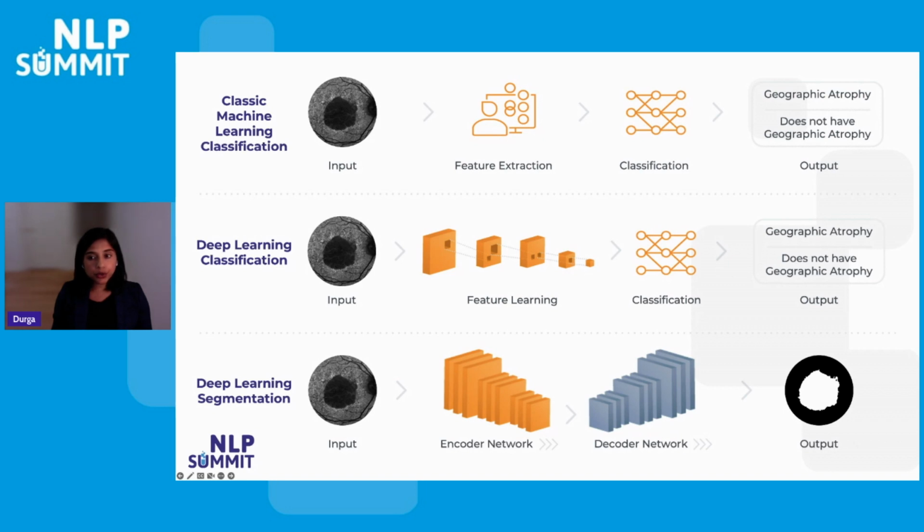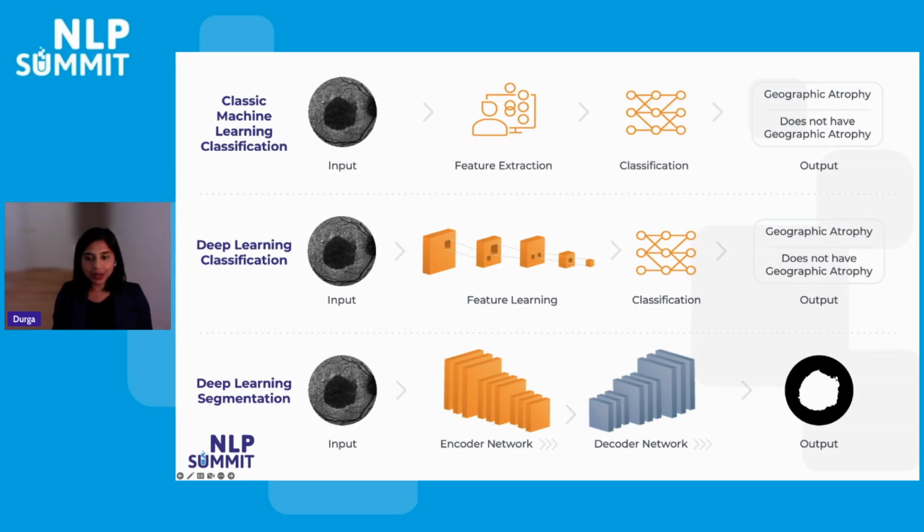On the first row, you have an example of a classic machine learning approach. The first step involves an expert deciding what would be relevant features to extract from this image before classification. This involves translating the human understanding of "I see a dark region on the image," which represents retinal pigment epithelium layered cell death, which represents geographic atrophy, and converting that to mathematical numbers. Sounds pretty hard to me.